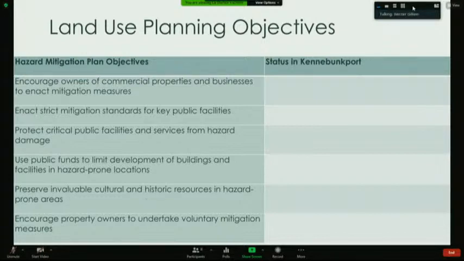The last couple items here are preserve invaluable cultural and historic resources in hazard-prone areas. And I think, Tom, you touched on this in the historic resources chapter, at least some recommendations. Encourage property owners to undertake voluntary mitigation measures. I guess I would think about any educational or messaging that the town has done to encourage this.